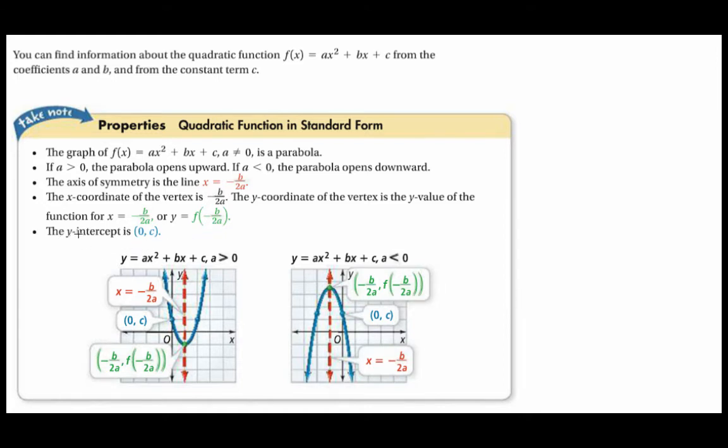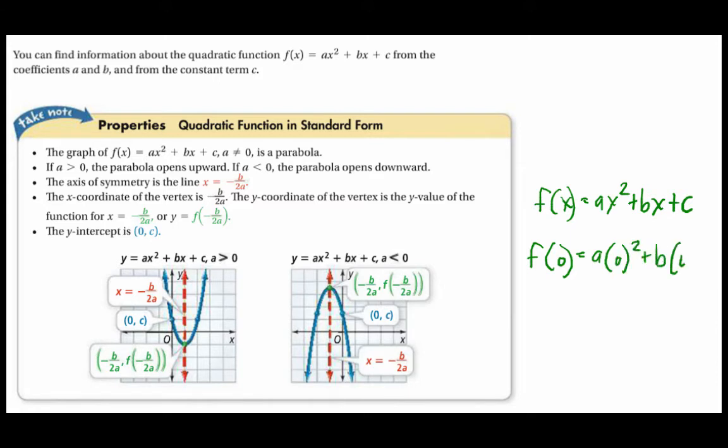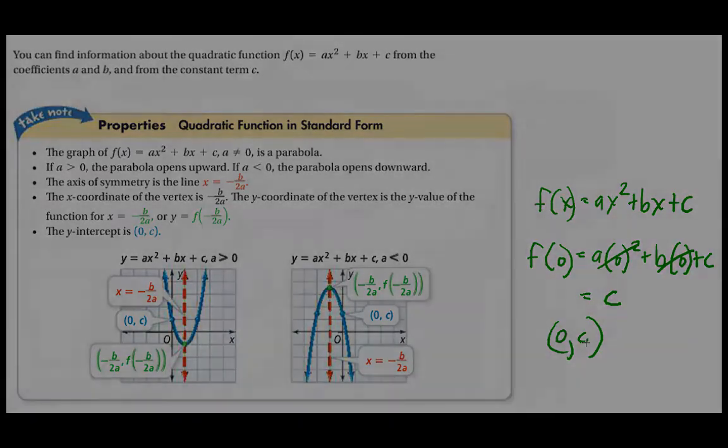And then this other thing, we have the y-intercept is (0, c). Now, why is that? Well, if you think about it, if I have my function and a y-intercept, we know that x is 0. So really we're trying to determine where is f of 0. Well, if I put 0 in for all my x's, what am I going to be left with? This is all 0, this is all 0, I'm left with c. So (0, c) is always going to be the y-intercept.